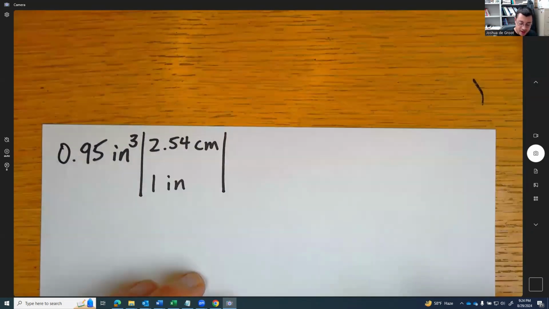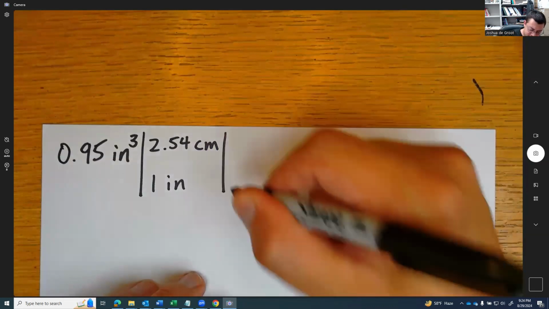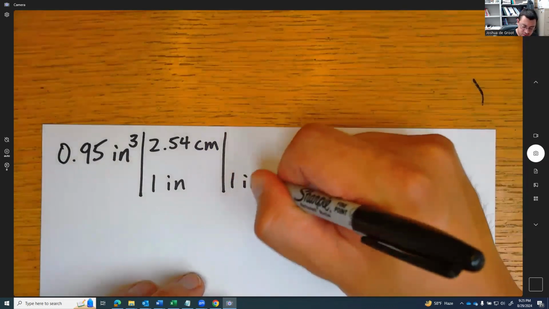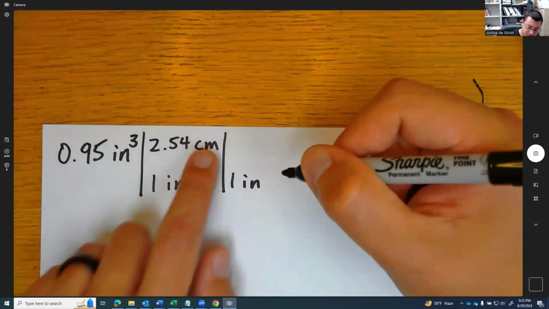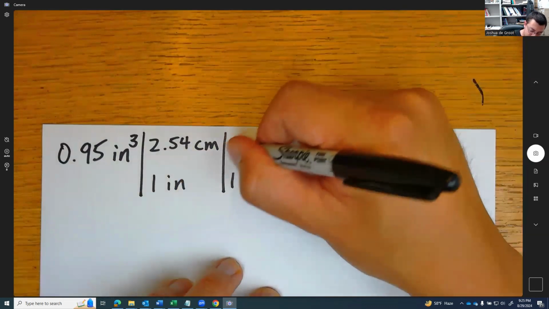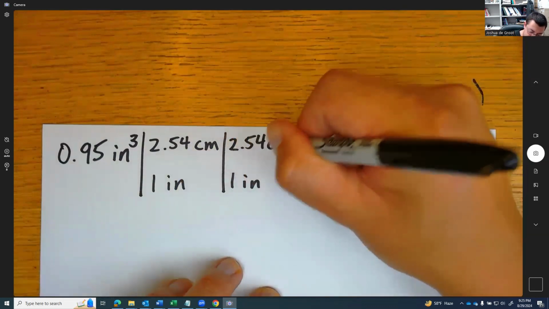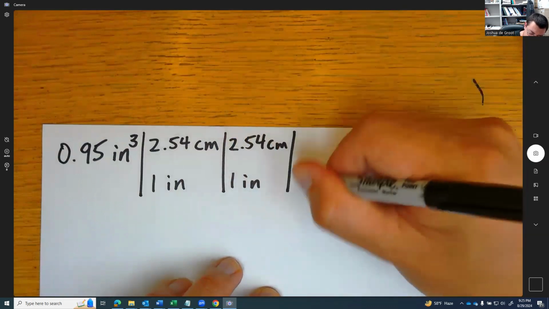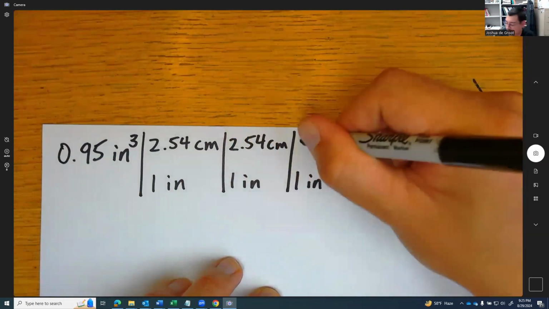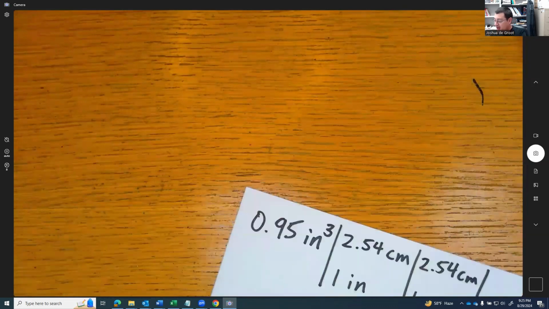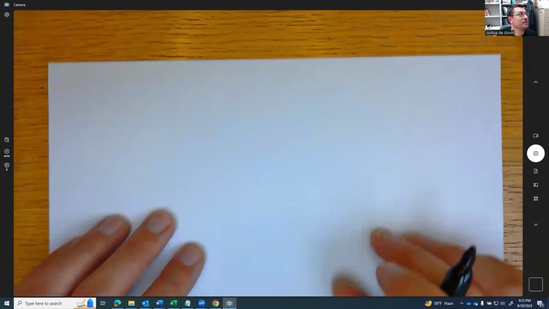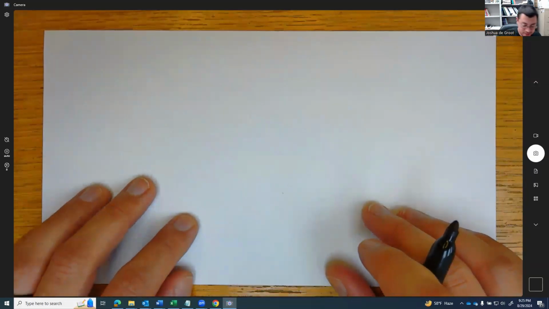Okay. Now, again, this is just a single dimension. So that means in order to get rid of the cubed inch and create a cubed centimeter, I have to do this 3 times. Oh, I might have to squeeze this in a little. Yeah, I'm going to need a new paper. Okay. Now, I'm not going to edit this out because I want people to see that work is a messy thing.